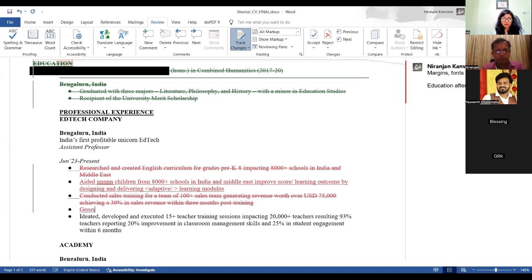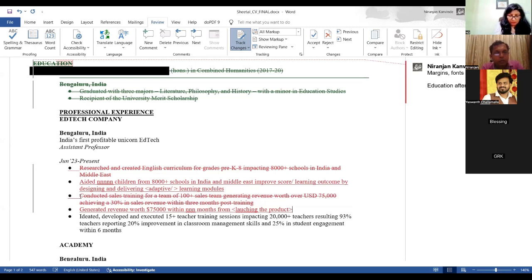So generated revenue, $75,000 within maybe n months from launching the product. So there you need a filler. So launching the product is launching some product, you mention the product name here. Right. Within so many months. So now that gets further quantified.